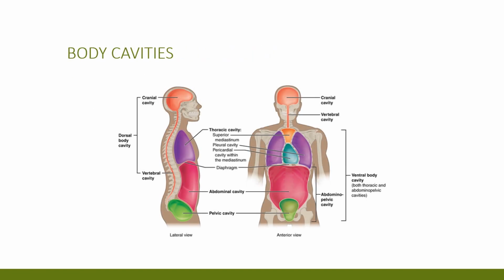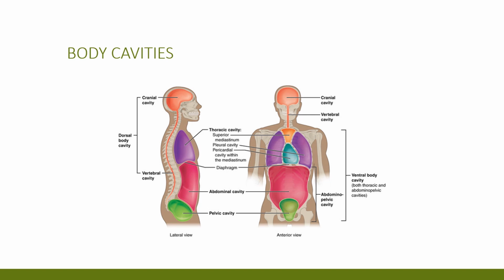So body cavities, like the torso and the skull. Now notice we have a ventral side, which is the front or anterior, and then you have a dorsal side, which is the back or posterior, right? So look to the left on the lateral view. It's a side view of a person. You see the dorsal body cavity identified all the way to the left, and that is the cranial cavity and the vertebral cavity. Now I'll explain in a moment why that's dorsal.